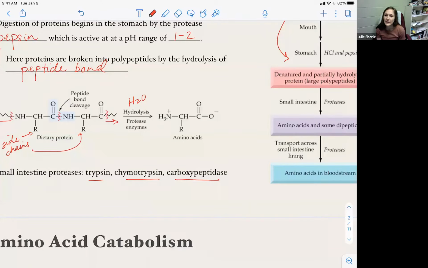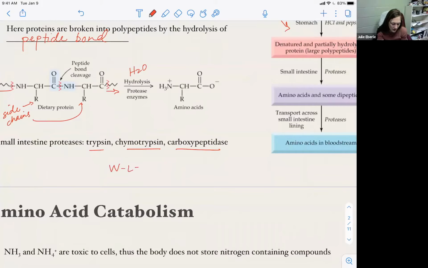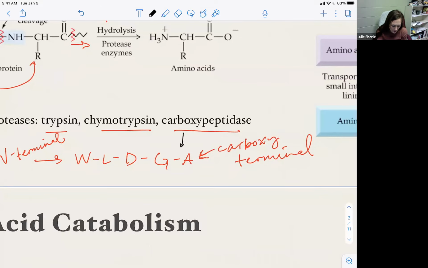Carboxypeptidase, just from reading the name of that, what do you think this enzyme specifically does to a polypeptide? If you had to guess. Cleave it at the carboxyl group? It cleaves off the carboxyl terminal amino acid. For example, I'm just going to write the 1-letter codes. If we had W and then L and then D and then G and then A. These are the 1-letter codes for amino acids. The one on the right is the carboxy terminal, or we call it the C terminal. The other side, remember, is the N terminal. So carboxypeptidase is going to cleave off the amino acid on the carboxy terminal side.